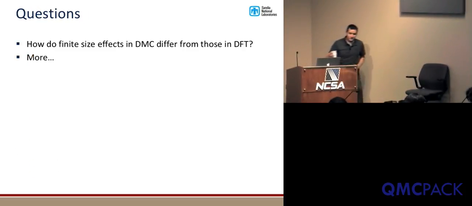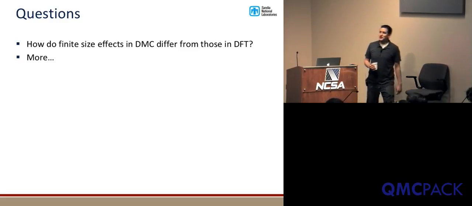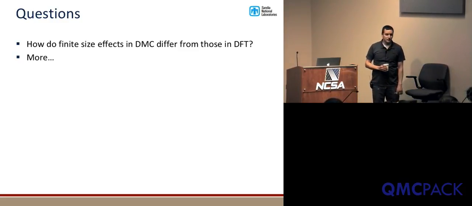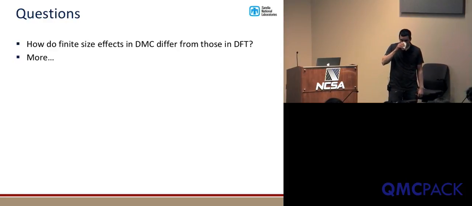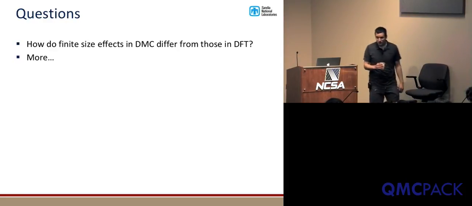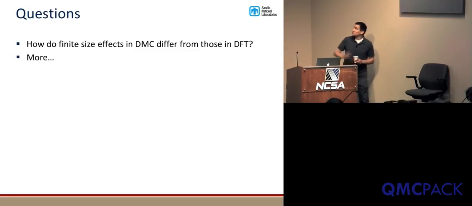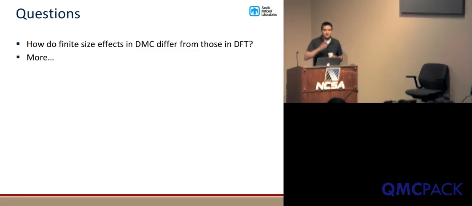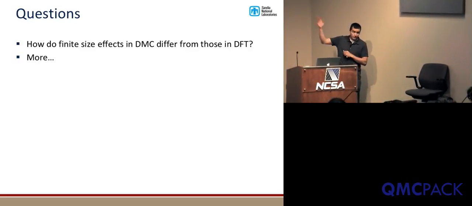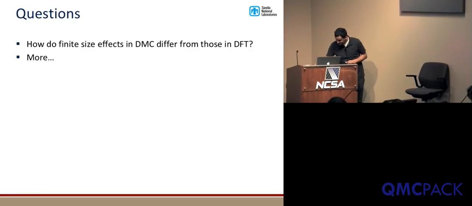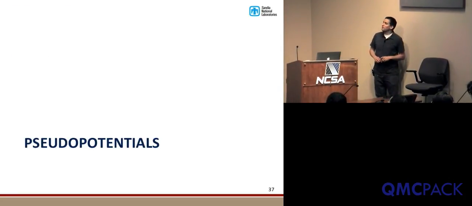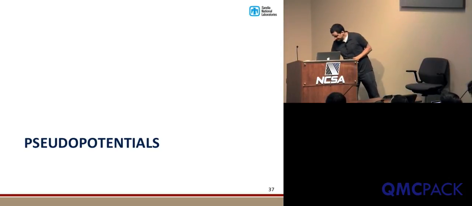So we've kind of covered this, but would anyone like to say how finite size effects in diffusion Monte Carlo or a many-body method are different from finite size effects in DFT? Everyone's asleep. Okay, the principal difference is just what we said. There are going to be two-body finite size effects in your many-body calculation that are typically not present in your DFT. Now, on to a pretty practical topic, and that's pseudopotentials.